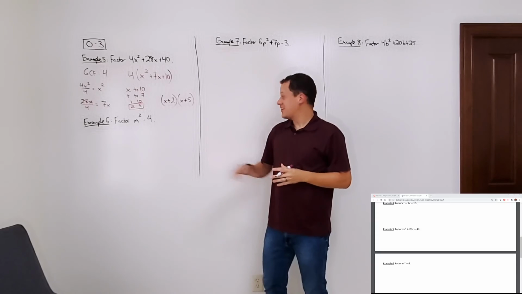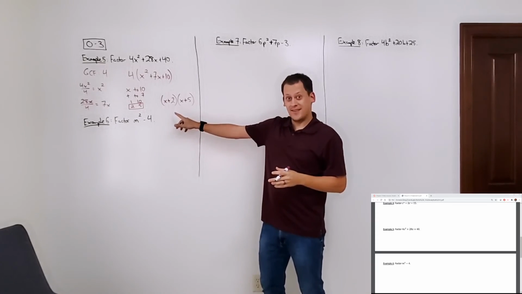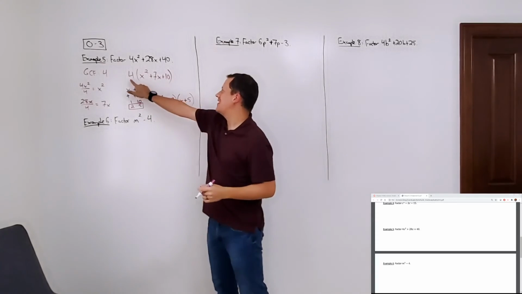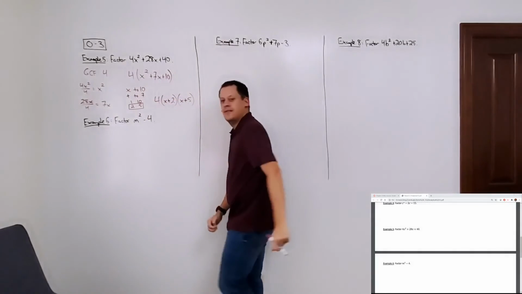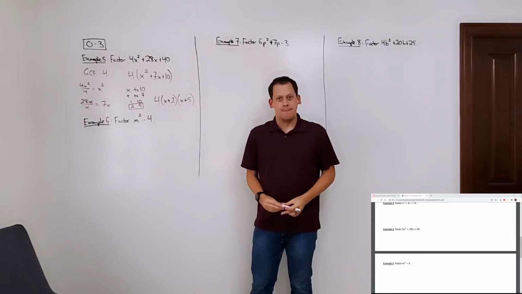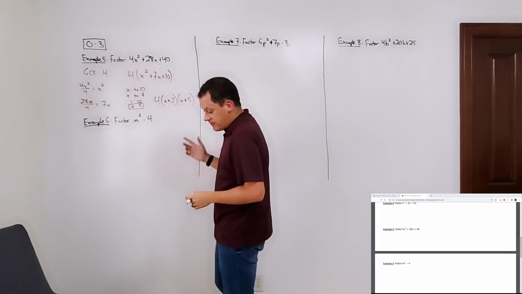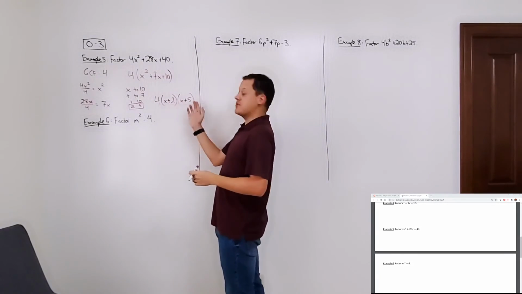Anything missing? Or is this our answer? The 4. It's still out front. It's still hanging out. So we still got to put it out front. And so that's what we end up with: 4 times x plus 2 times x plus 5.